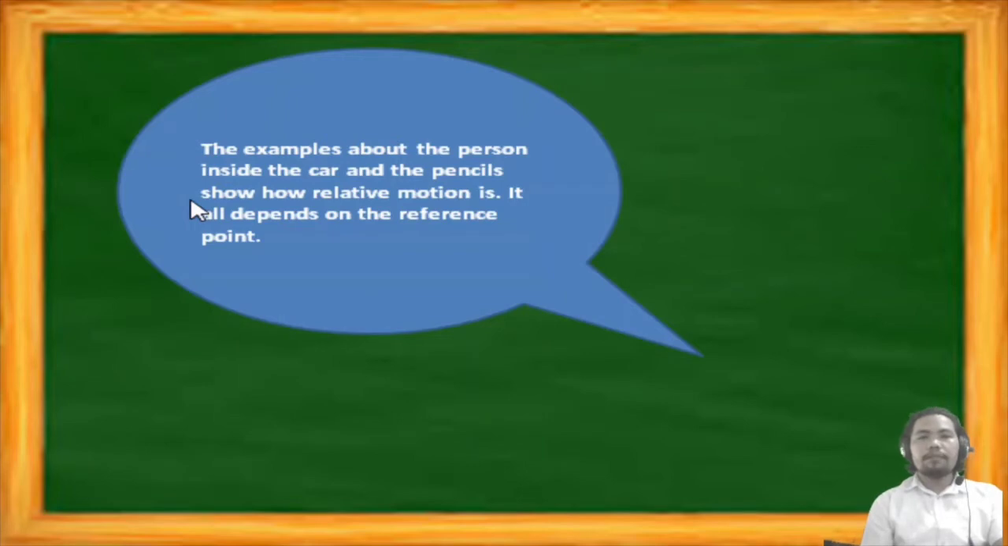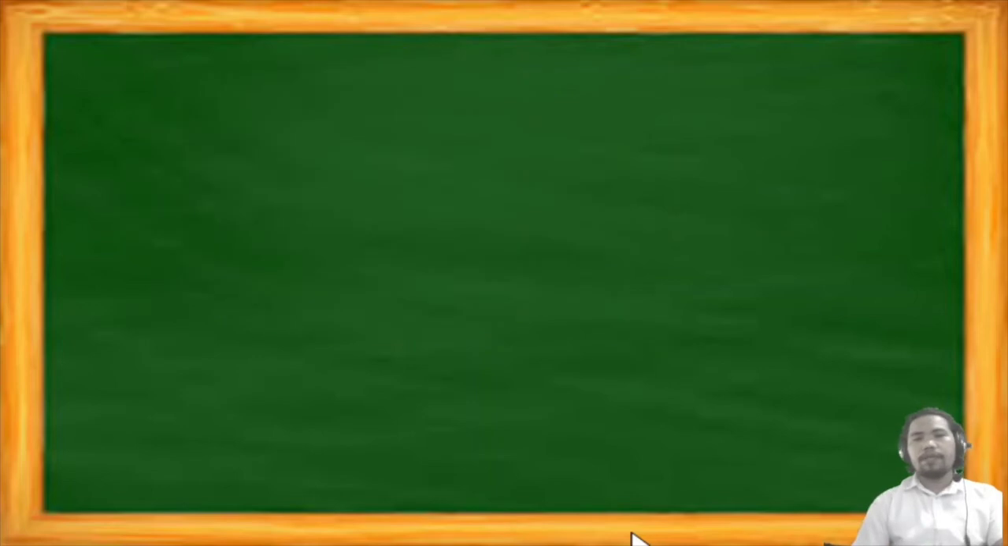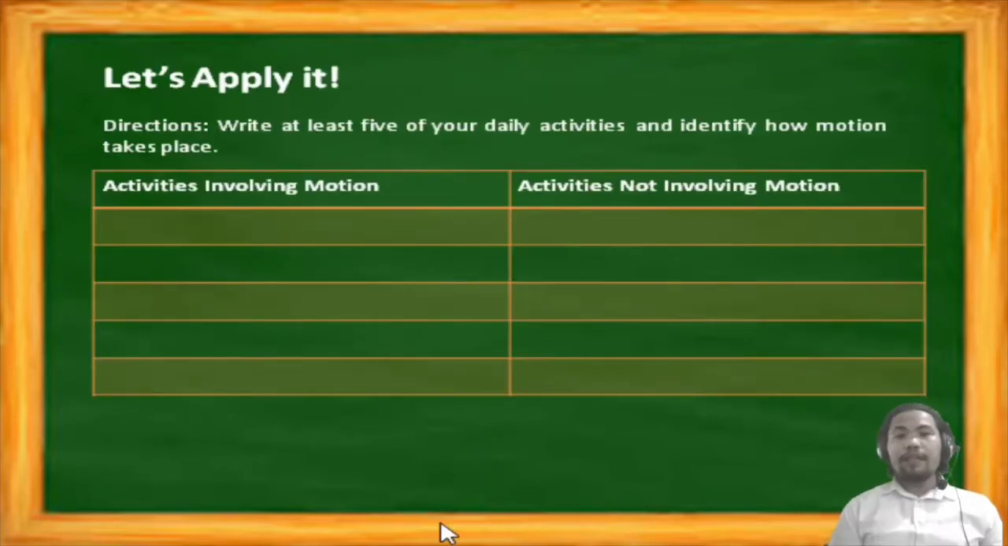The examples about the person inside the car and the pencils show how relative motion is. It all depends on the reference point. Right now, I want you to write at least 5 of your daily activities and identify how motion takes place. When you are done, submit that work of yours to your teacher advisor.